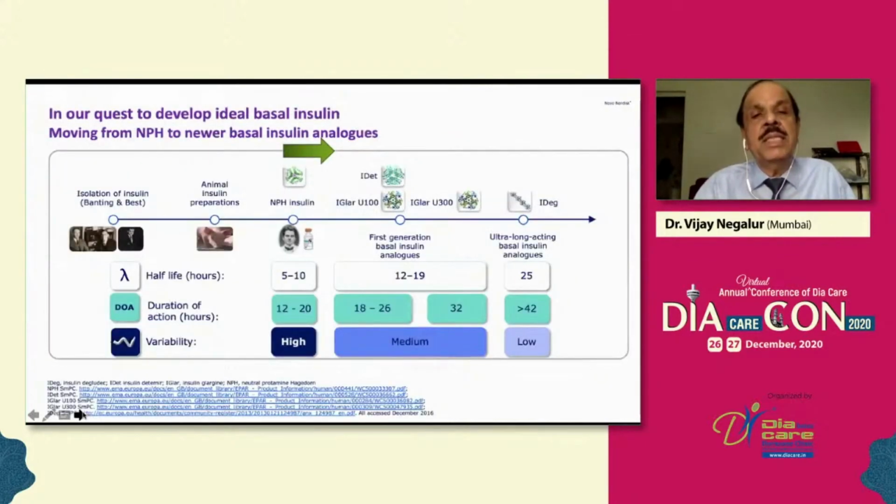Talking about the basal insulin, we have progressed from the NPH insulin that was first discovered by Hagedorn. Then we had the first generation of the basal insulin, that is Glargine 100, then Glargine 300, and we have Degludec 100, Degludec 300, which has a profound and long-term action with this particular drug.